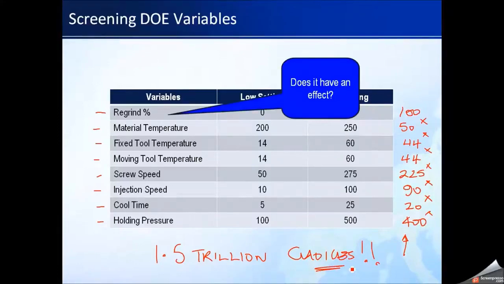One of the things I've included here, look, is regrind. Regrind is something that they don't currently control. Most companies don't control regrind simply because you never know quite how much you're going to have. So it tends to be a movable feast, regrind. So we are going to put that into the test because we want to see what effect it has on our process.